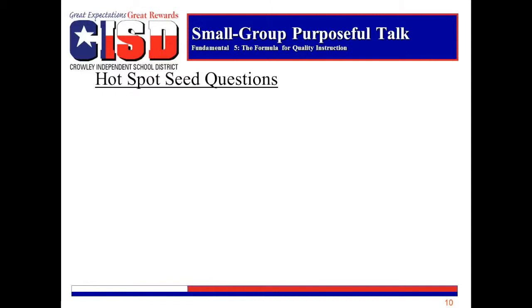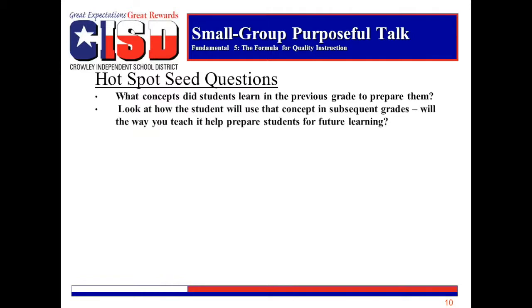At this time, we will pause for small group purposeful talk to discuss seed questions, both of which are attributes of the Fundamental 5. During this time, focus specifically on the previously identified hotspot. The questions for discussion are: what concepts did students learn in the previous grade to prepare them? This can be found in the Unit 1 overview of the IFD. Also, in the unit overview, look at how the student will use that concept in subsequent grades. Will the way you teach it help prepare students for future learning?